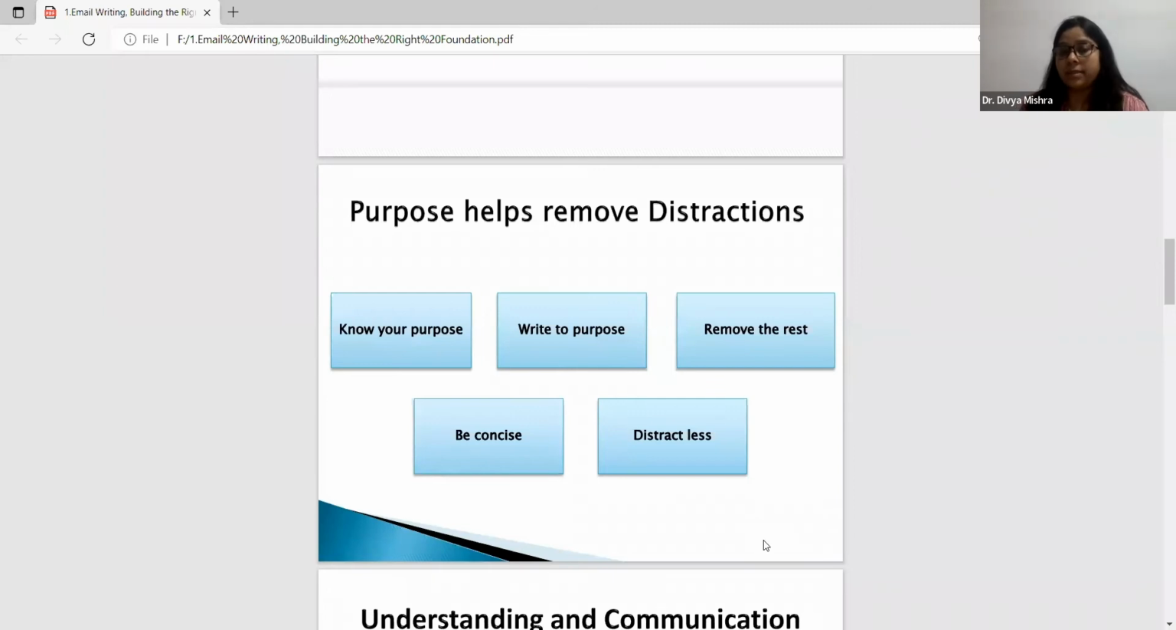Then distract less. Distract less means you need to find out the purpose, align your message with the purpose, and do not distract from the main point. Do not deviate yourself from the main point. Whatever the purpose is, you should write your message according to that purpose in your email.